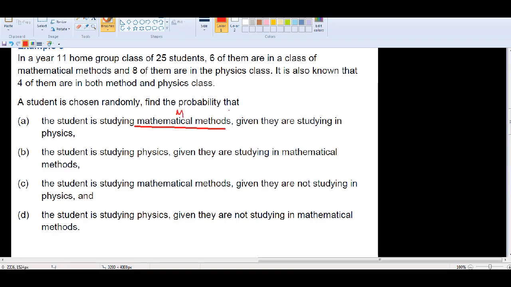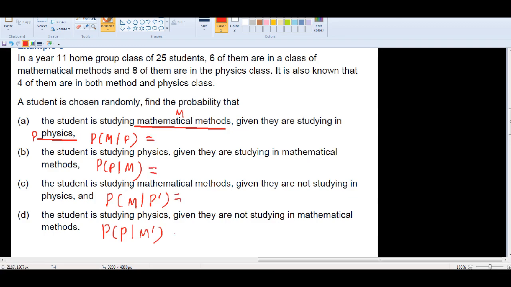Studying mathematical methods, studying physics. So there are two events. For this one, the first one is given that they study physics. For the second one, studying physics, given they are studying mathematical methods. Part C, studying mathematical methods, given they are not studying physics. Part D, students studying physics, given they are not studying mathematical methods. So there are four conditional probabilities. Let me give you the answer. You could have an exercise.